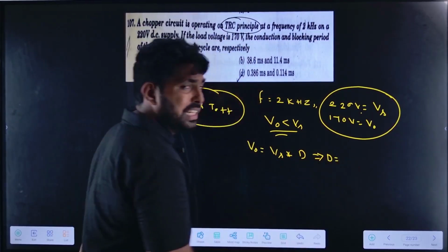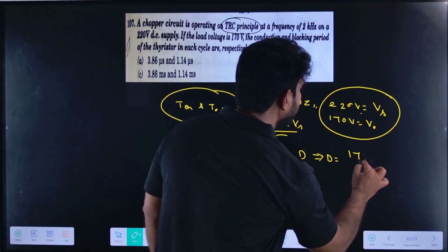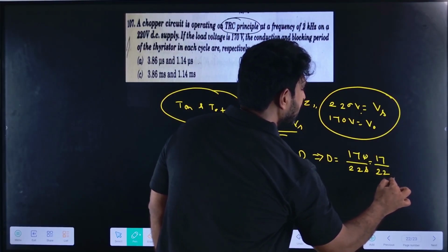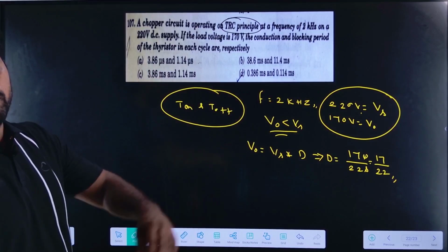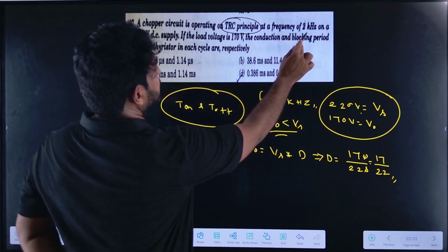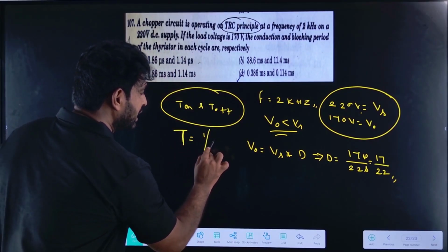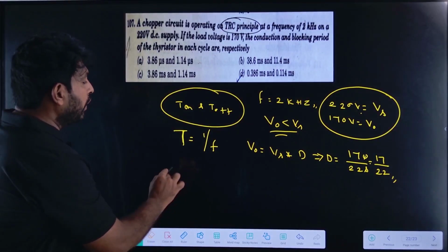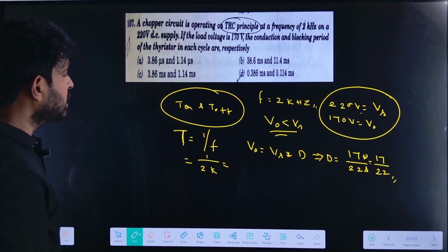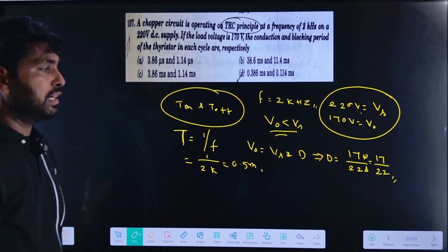So, what is the duty cycle here? V0 by Vs, that is 170 divided by 220, which is 17 by 22. I think a calculator is not needed. So we got the duty cycle. What is the frequency given? 2 kilohertz. From that we can calculate the total time, which is equal to 1 by f, that is 1 by 2 kilohertz, equal to 0.5 milliseconds.